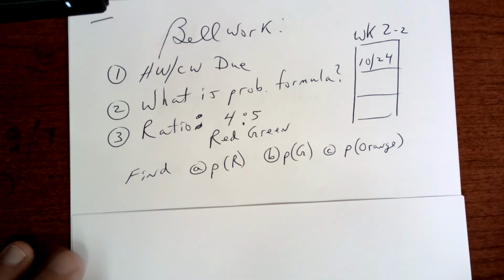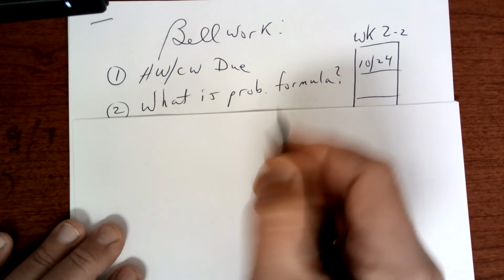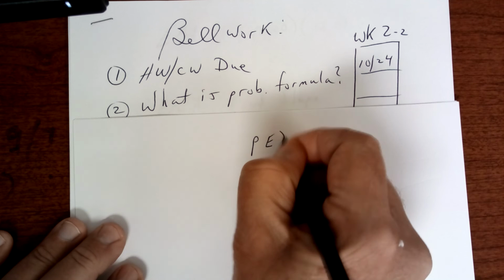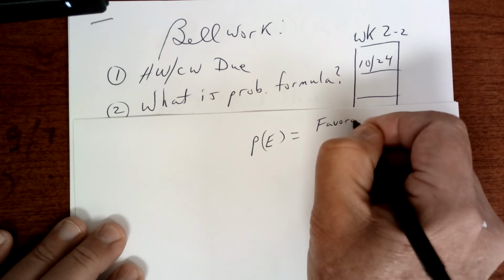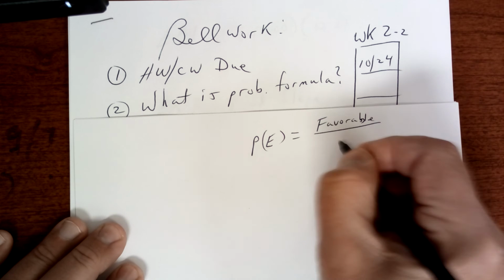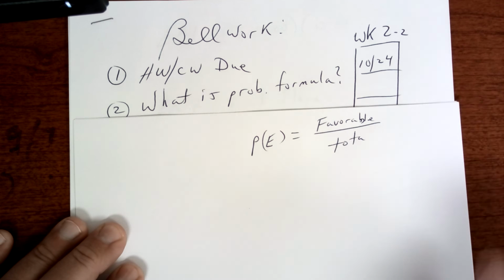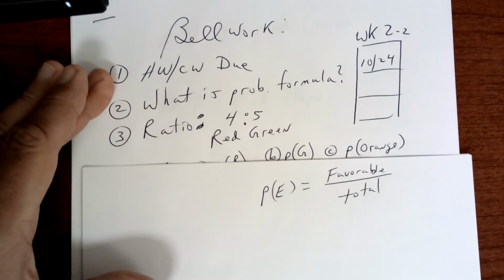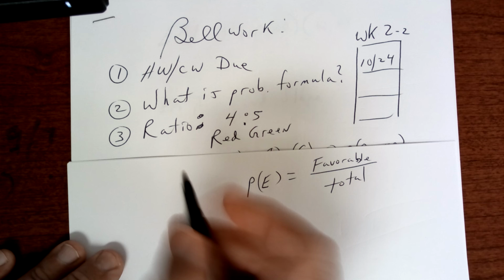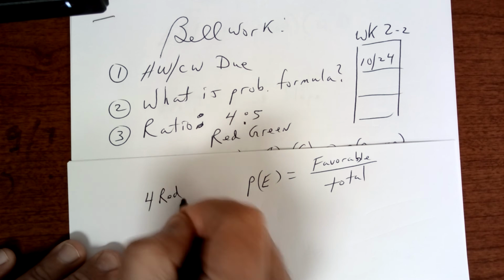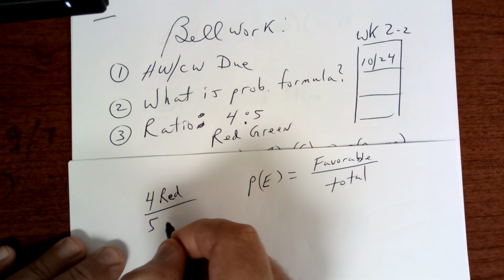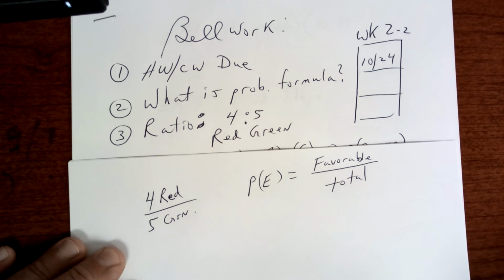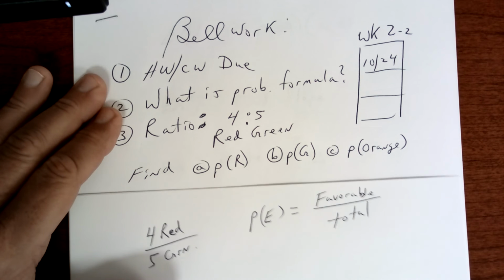Well, let's talk about that. Probability of an event is equal to favorable over total. Okay, so the ratio is 4 red to 5 green. Okay, and find the probability of a red.